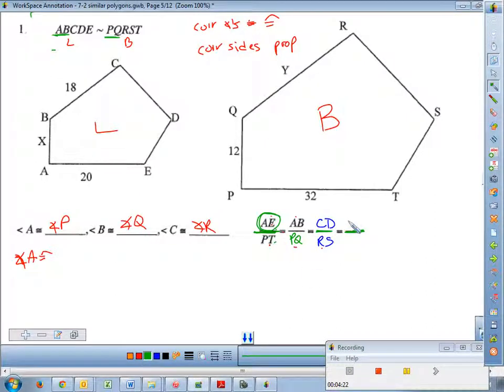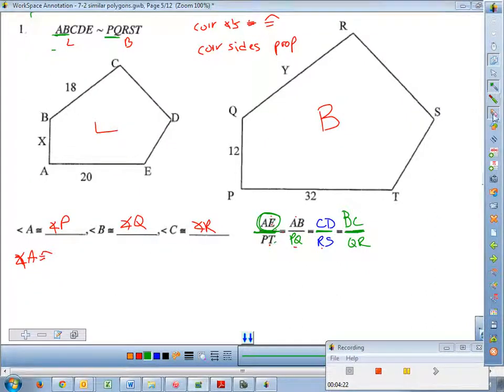I'll just make one up. How about distance from B to C? That was supposed to be B, sorry. B to C. What would that be proportional to? Q to R. Anything could have worked as long as they correspond to each other in your statement. You're good. Sound okay? But that's really the basics behind it.